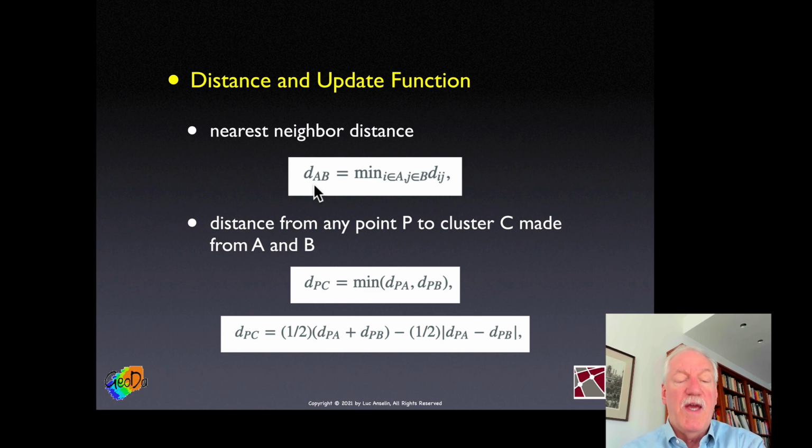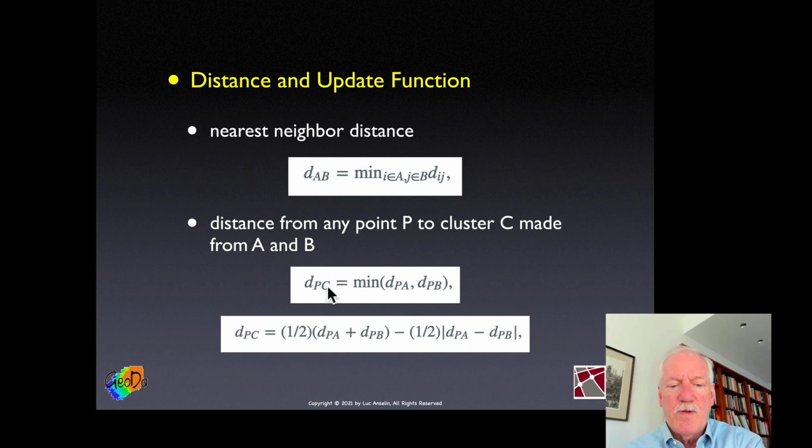Then how do we update the distance from any point P to a new cluster C made by merging A and B? And these update functions, as you see, only need the distances between the points. So it's very efficient in terms of calculation because very few new calculations need to be done. Only the updates of the distances to the particular points that have been merged in a cluster. So that's very efficient.